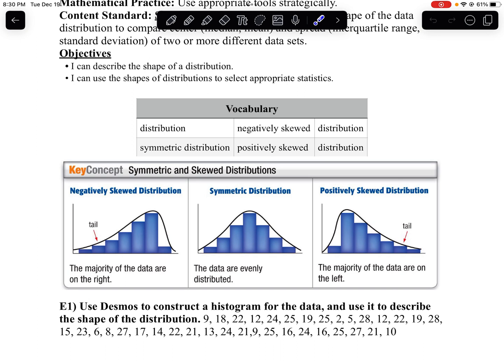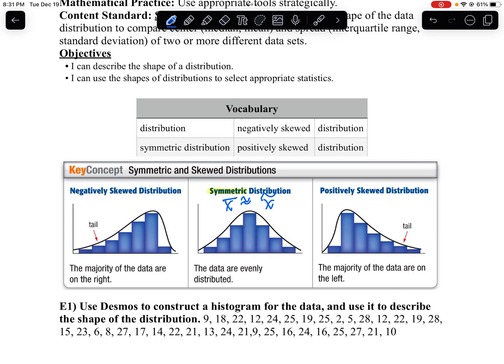We'll start with a histogram. If your histogram is roughly even, we call that symmetric. And what that means is your mean and your median are going to be about the same. They won't be exactly the same number, but they'll be about the same.